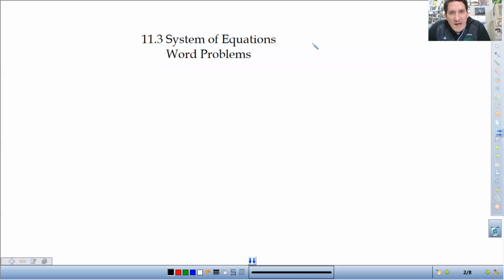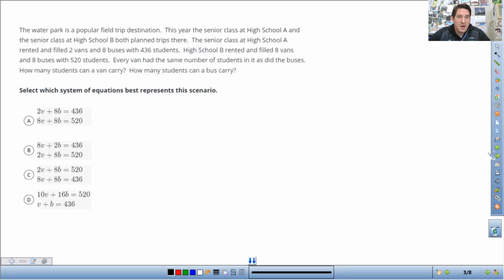All right, IM1 classes. Today is our final lesson of system of equations, and we're talking about word problems. So we're going to look at how we can use systems of equations and apply them to real world scenarios here. What we're going to look at today is scenarios and how to set up a system of equations to model that, and then we'll look at solving those systems to work through those problems. So this first one, we're just selecting the system. We are setting up the system that would model this scenario.